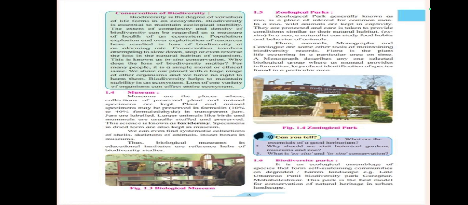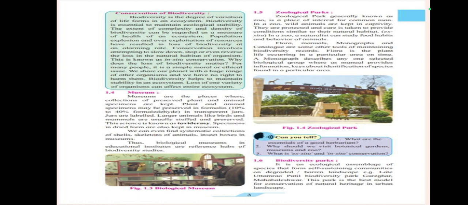Museums are the place where collections of preserved plant and animal specimens are kept. Plant and animal specimens may be preserved in 10% to 40% formaldehyde, and transparent jars are labeled. Larger animals like birds and mammals are usually stuffed and preserved. This science is known as taxidermy. Specimens in dried form are also kept in museum.